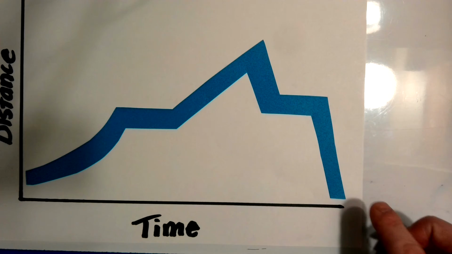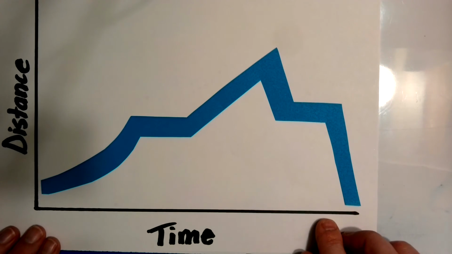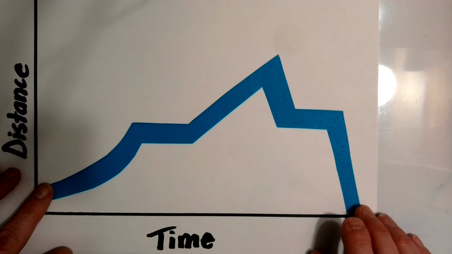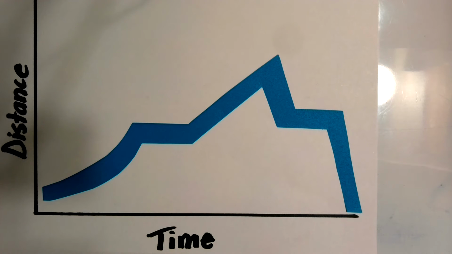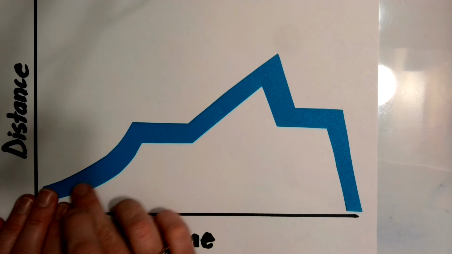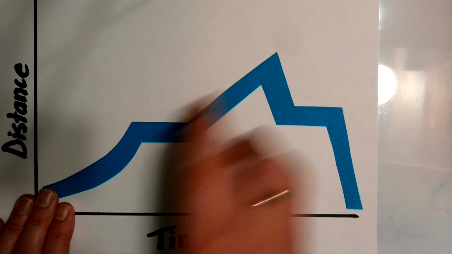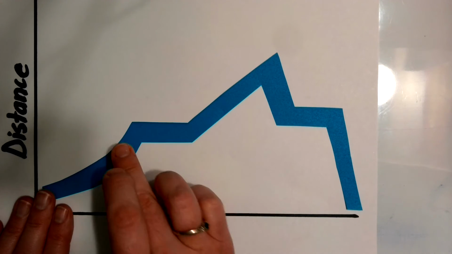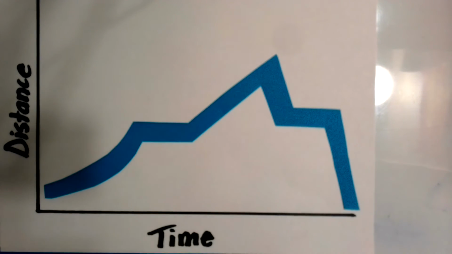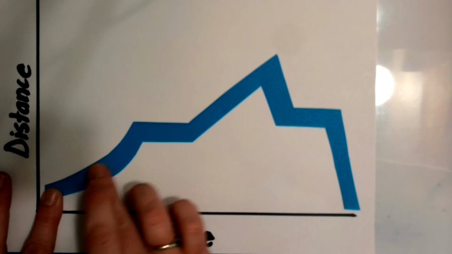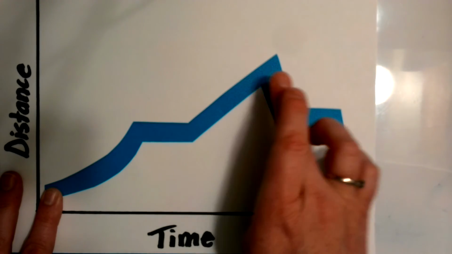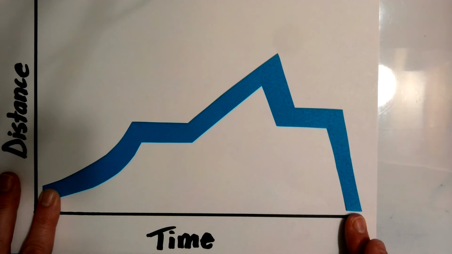So you can kind of tell a story just looking at this graph and applying what you know about linear and nonlinear portions of the graph, whether you have a constant speed, a variable speed, or no speed. You can also tell positive slope means you're going away from home, negative slope means you're returning toward home.